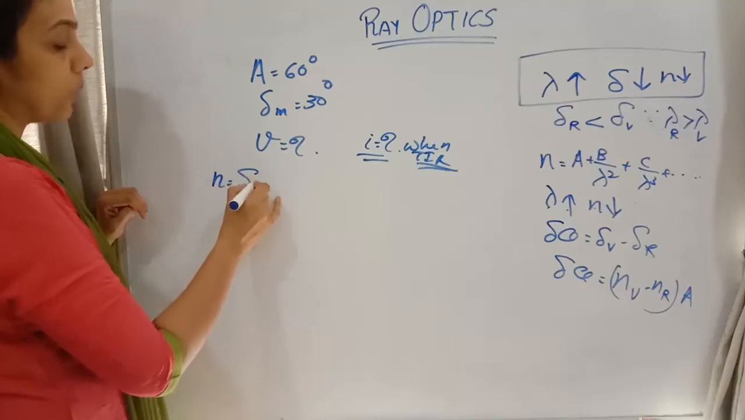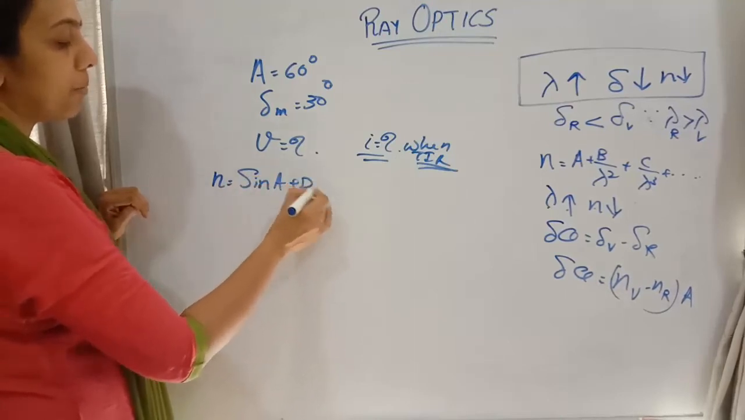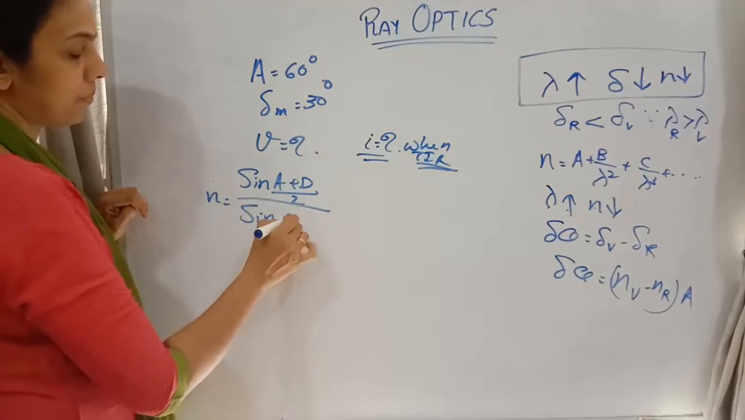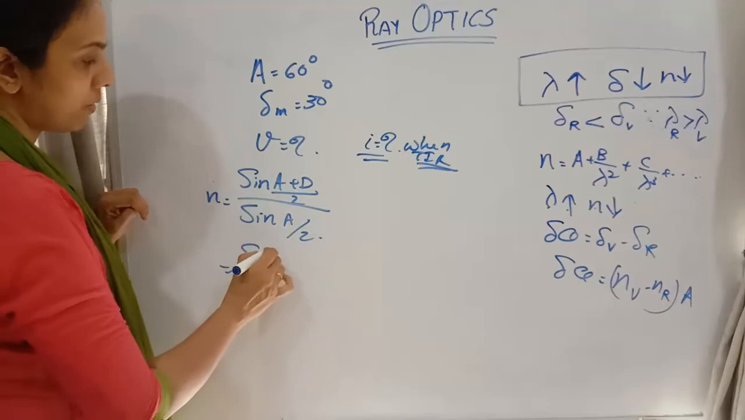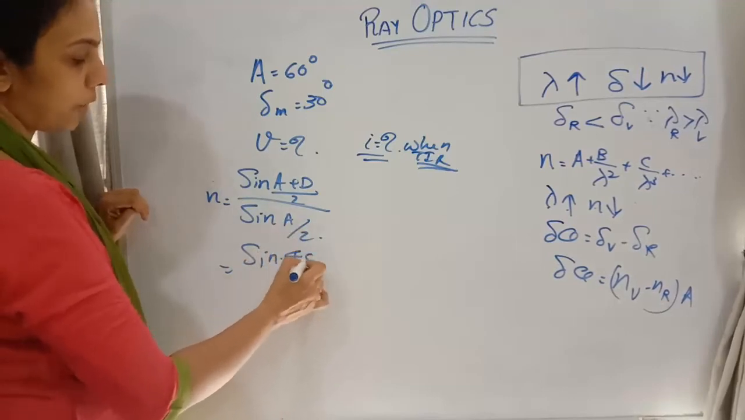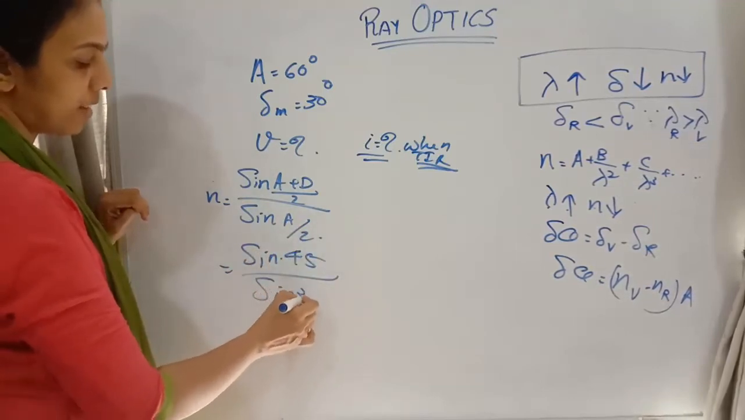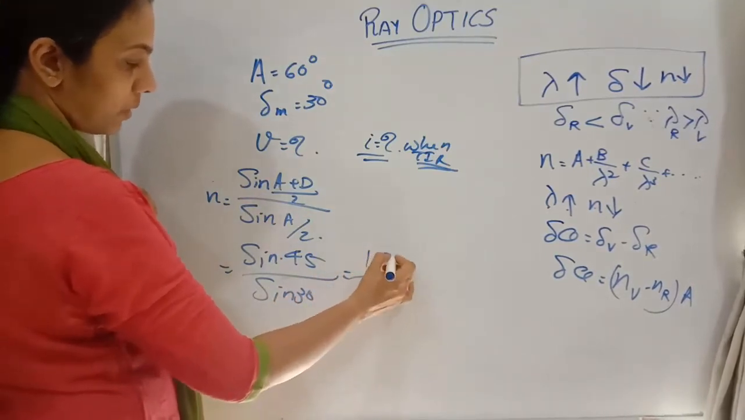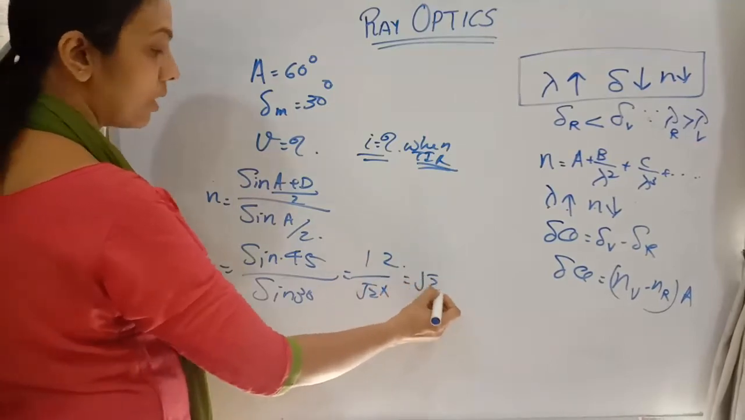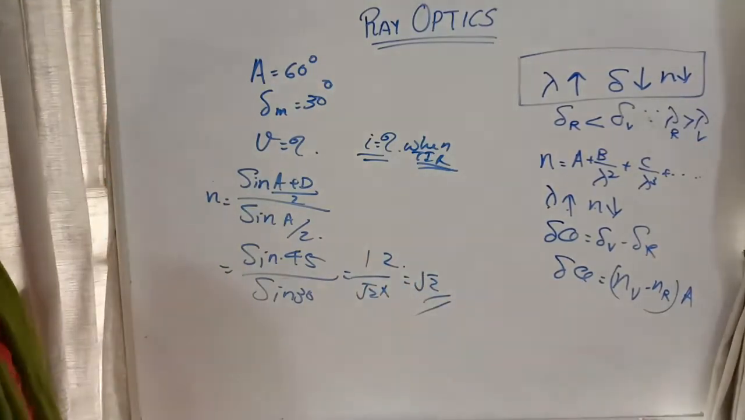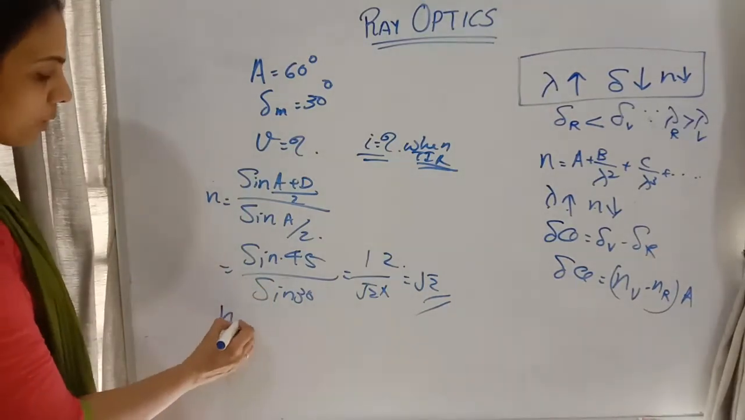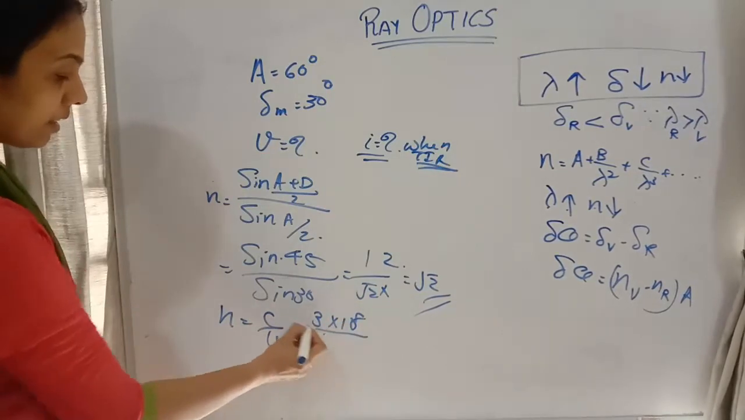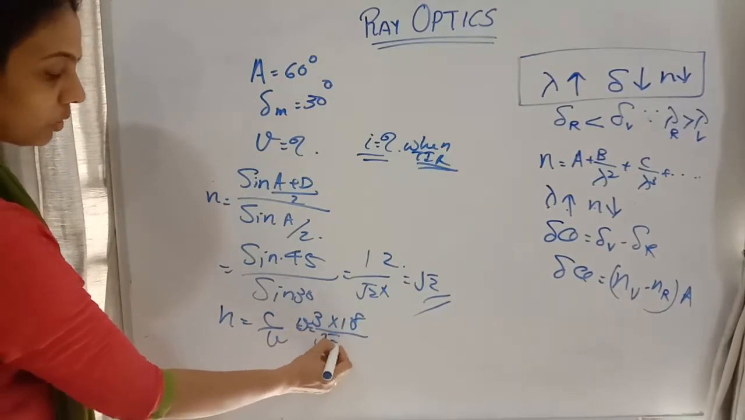For that, n is equal to sin((A plus D) divided by 2), the whole divided by sin(A by 2). So here it is sin of 90 by 2, which is sin 45, divided by sin 30. Sin 45 is 1 by root 2, and sin 30 is 1 by 2. So here you will get root 2. That is n. So n is equal to c by v. So 3 into 10 to the power 8 divided by v equals root 2, so v is 3 by root 2 into 10 to the power 8.